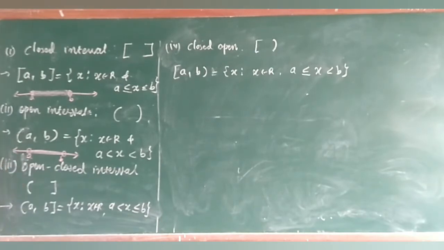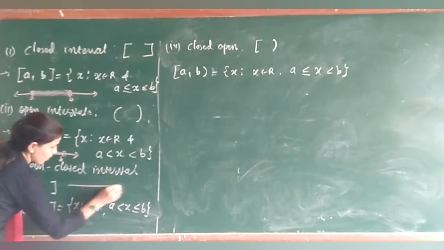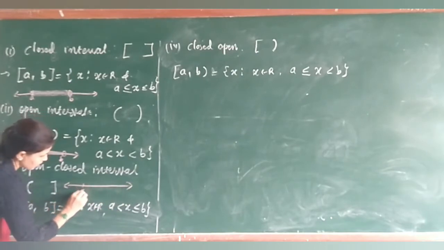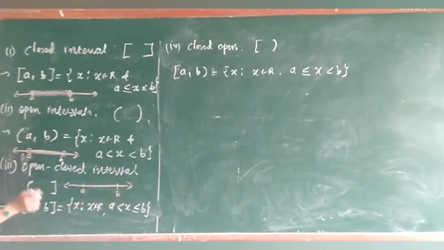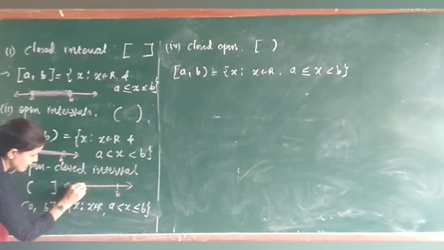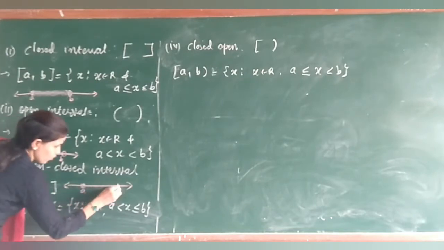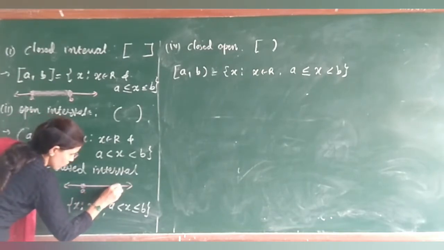Okay students, then open closed. Now you know very well about open closed. So which part is open? A. So an empty circle will go on A, whereas on B it will be filled.